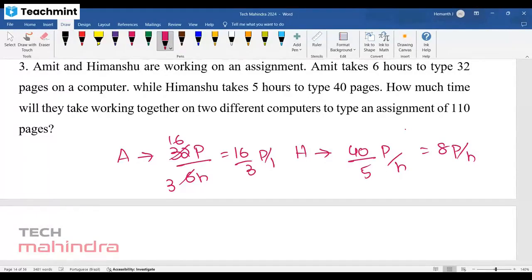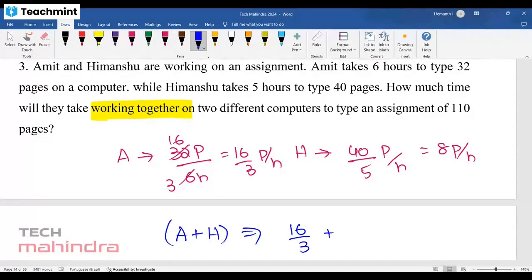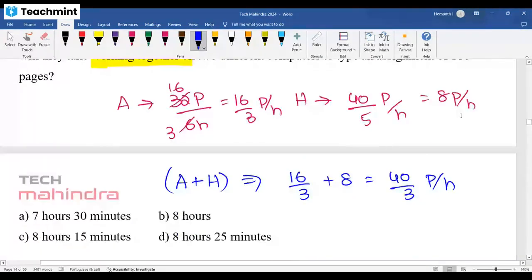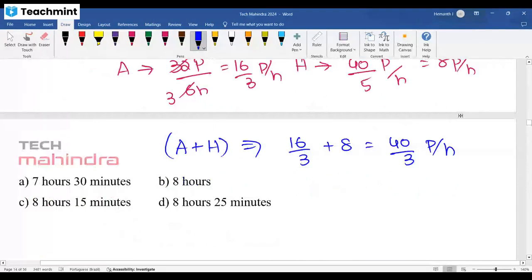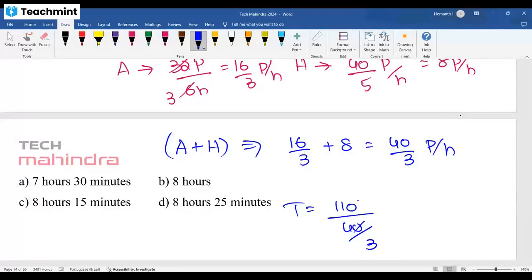Okay. Now together they have to type 110 assignments. So if Amit and Himanshu are working together, then 16 by 3 plus 8, which is 24 plus 16, 40 by 3 pages they can type per hour. In 1 hour, they can type 40 by 3 pages. You have to type 110 pages, right? So the time taken is 110 divided by 40 upon 3. This 0 cancels. This is 33 upon 4 hours.